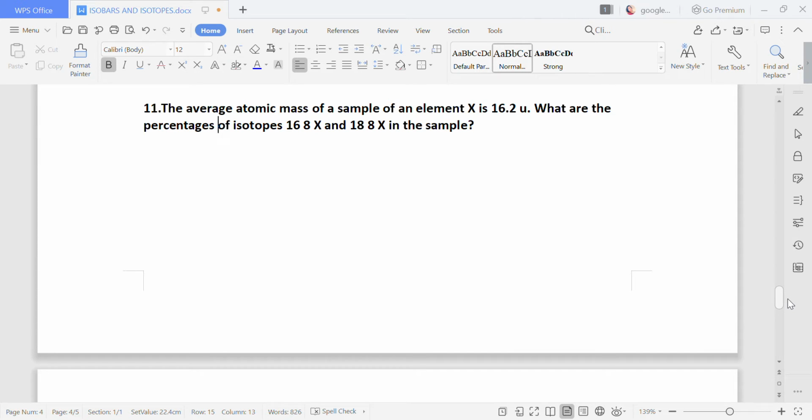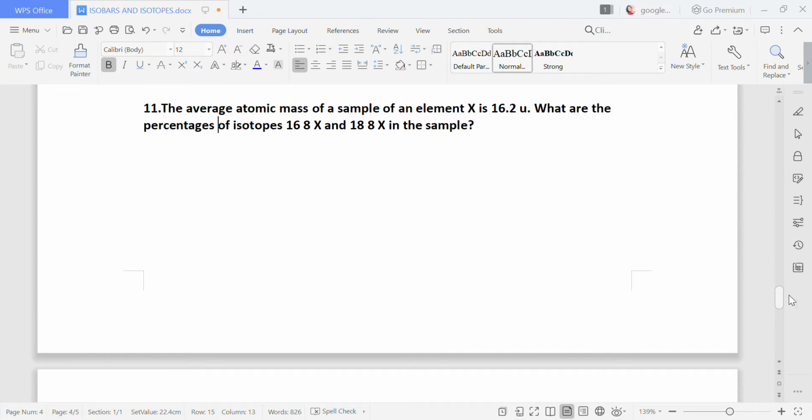So children, now let's move on to the next question of your NCERT back exercise. This is question number 11. Here they have to calculate the average atomic mass again of the sample of element X. Now in this case, they have given you the atomic mass, and they have given you the average atomic mass. The average atomic mass has been given, and the percentage of isotopes has to be found out.